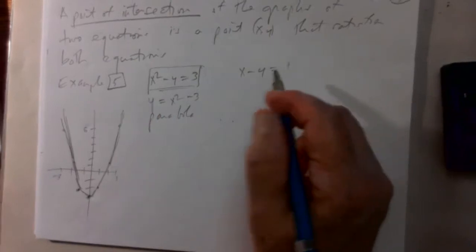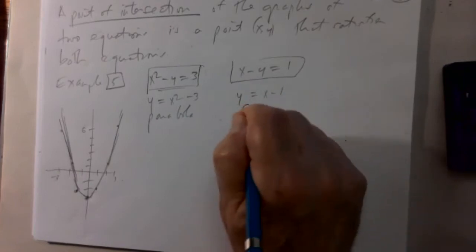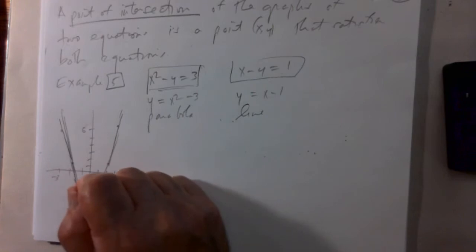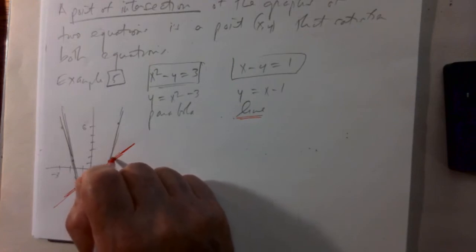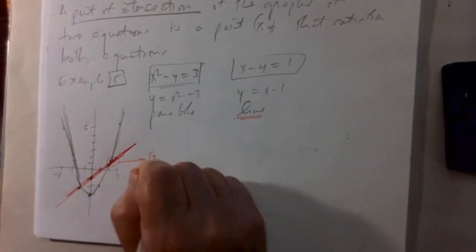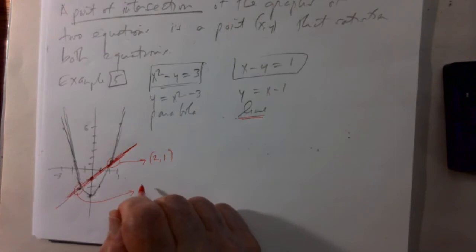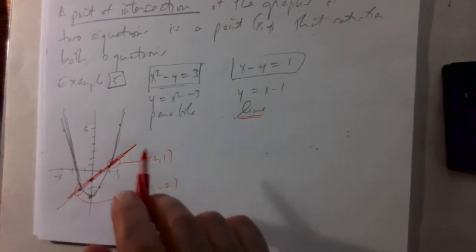And x minus y equals 1, I could rewrite that as y equals x minus 1. So this is a straight line. The y-intercept is -1, and it goes up with slope 1. So this line looks like this. So this is the line. And it crosses the parabola in 2 points. This point is the point (2, 1), and this point is the point (-1, -2).